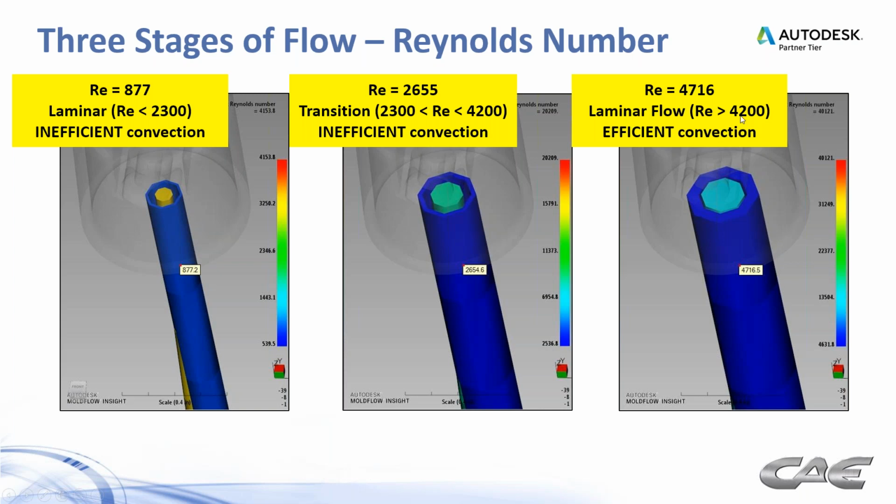So anything above 4200 is turbulent. And generally speaking, when you get above that threshold, you get diminished returns. The heat transfer coefficient levels off, and it just costs you an awful lot more water for very small gains in the heat transfer beyond that 4,200 threshold.